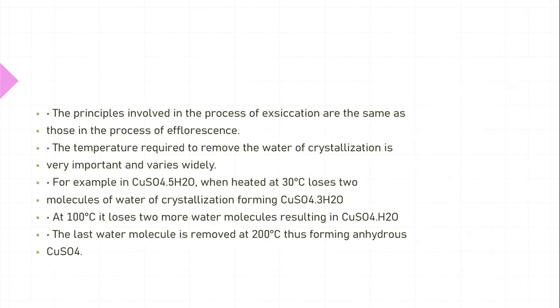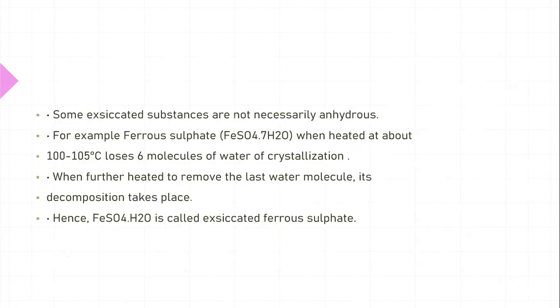The temperature required to remove the water of crystallization is very important and varies by degree. For example, copper sulfate, when heated at 30 degrees centigrade, loses 2 molecules of water of crystallization, forming copper sulfate with 3 water molecules. At 100 degrees centigrade, it loses 2 more water molecules, resulting in copper sulfate with 1 water molecule. The last water molecule is removed at 200 degrees centigrade, thus forming anhydrous copper sulfate.